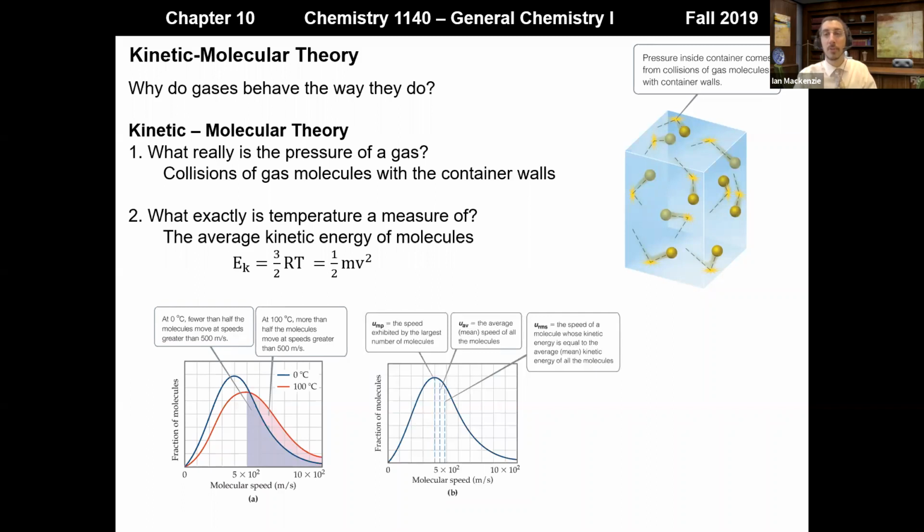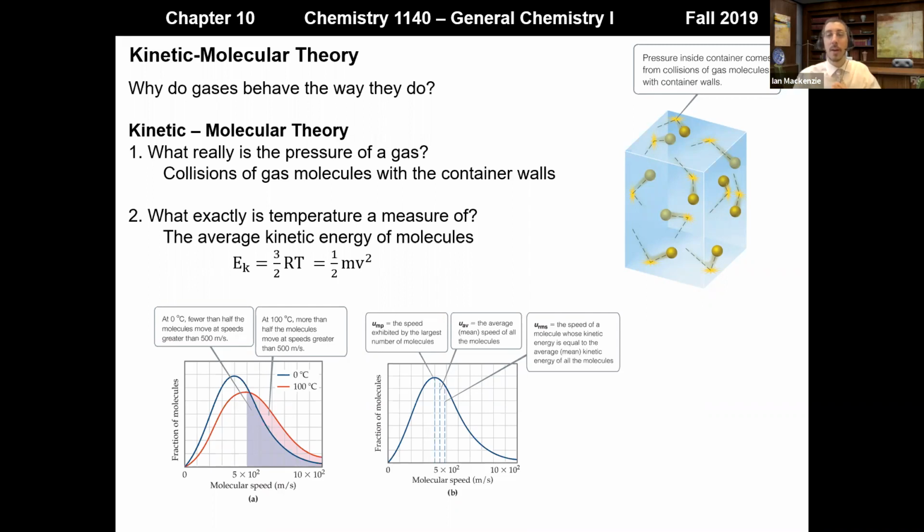Now, there are several different measures of molecular speed. There's the most probable speed, which is the one at the top of the distribution here, the speed that's exhibited by the largest number of molecules. And then there's the average. Since this distribution is not perfectly symmetrical, the average is not the most probable speed. This would just be the average of all the molecules. And then there's the root mean square speed. This is the speed of a molecule whose kinetic energy is equal to the average kinetic energy of the whole system. All of that can be confusing.